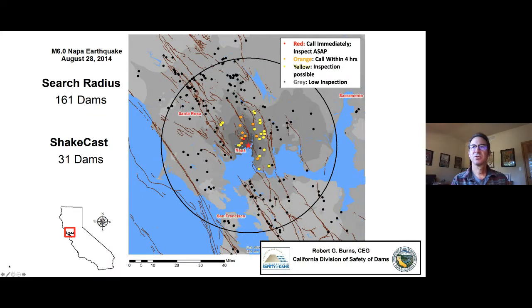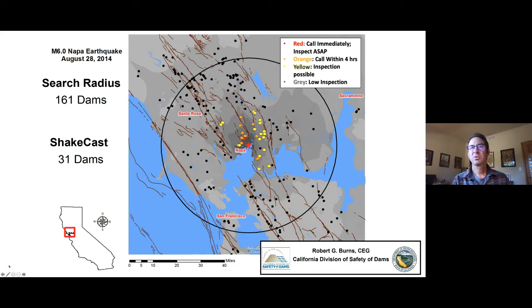Here's a particular user's example of why ShakeCast is important. A lot of utilities, and a lot of utilities still do this, will draw a circle around a map. This is a magnitude 6 earthquake north of San Francisco. This is Napa Valley, wine country. And there was a magnitude 6 earthquake there back in 2014.